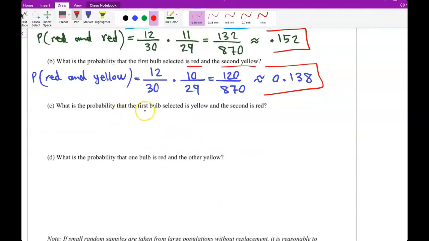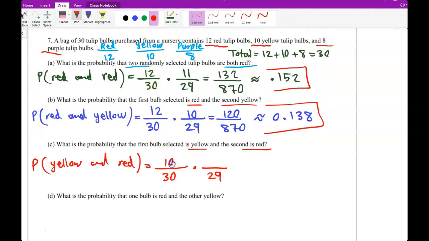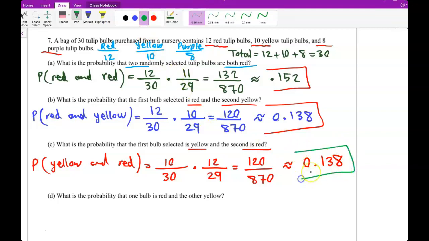Now part C, what is the probability that the first one is yellow and second is red? So here is yellow. And second try, we have red. So in total we have 30 here, multiplied by, here in total we have 29 after choosing one. So yellow is 10. Red is 12. The answer is 0.138.